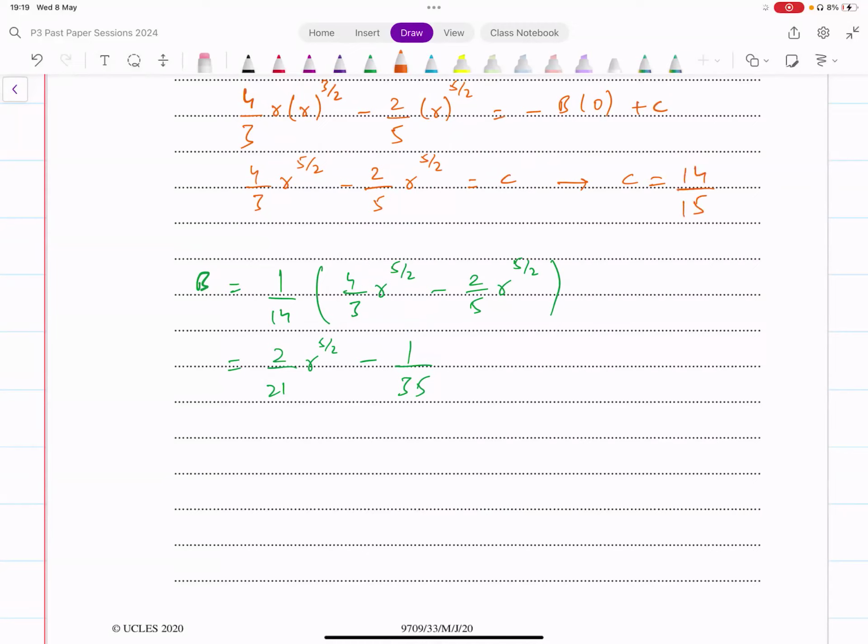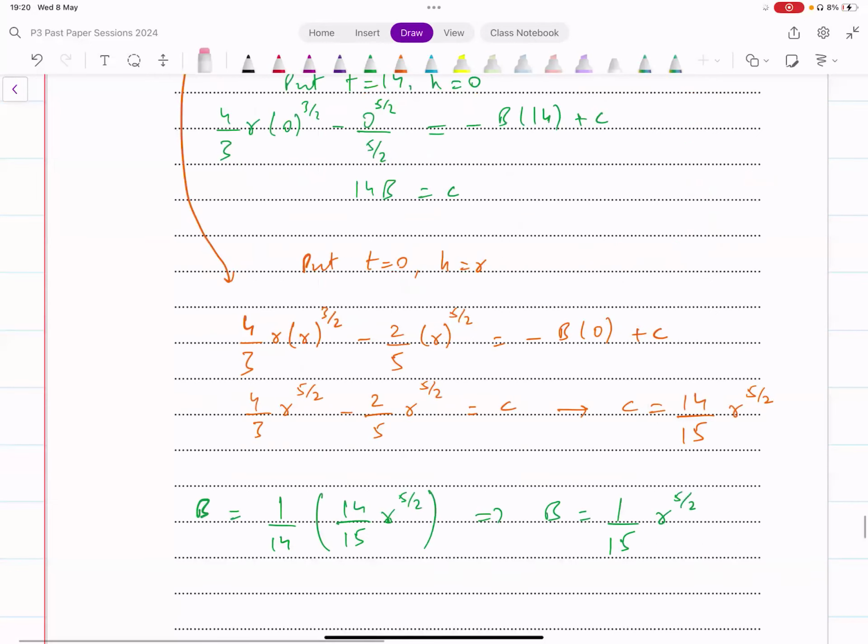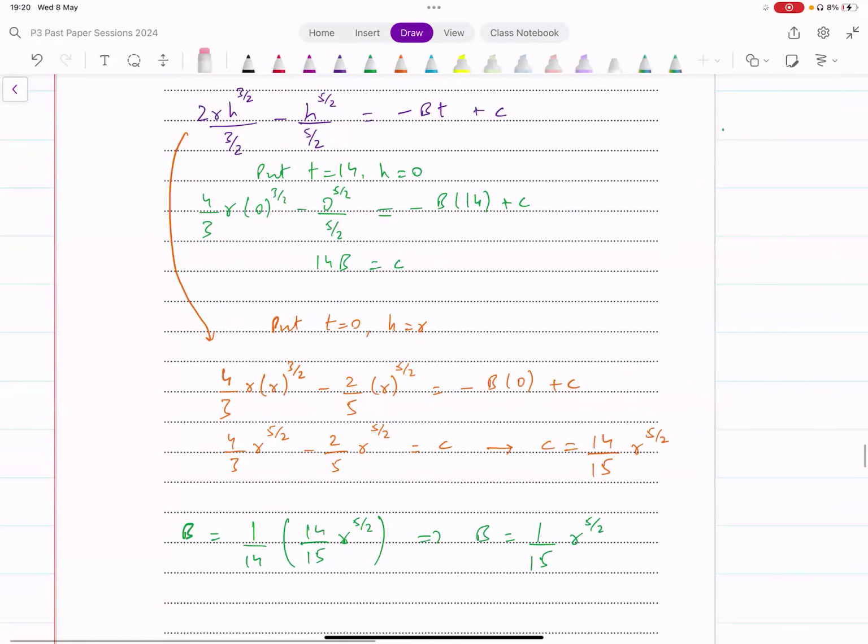4 over 3 minus 2 over 5, 14 over 15 r raised to the power 5 over 2. We could actually simplify that first, and then we could input that here. That makes things simpler. So it's 14 over 15 r raised to the power 5 over 2. And that actually becomes B equal to 1 over 15 r raised to the power 5 over 2. This is what B turns out to be. Okay. Now we've got C and B. Now put these values back in that original equation and see what that gives us.